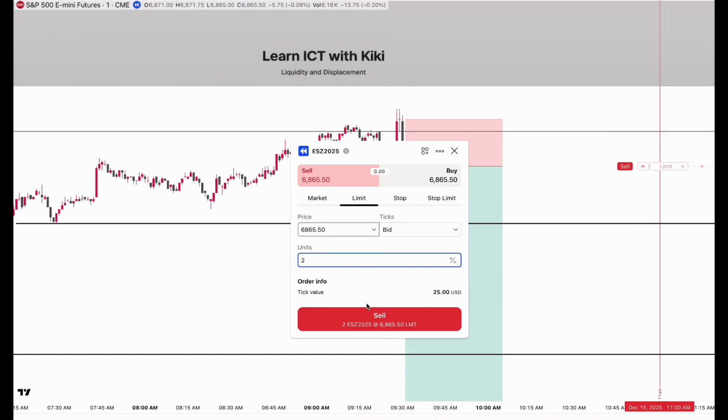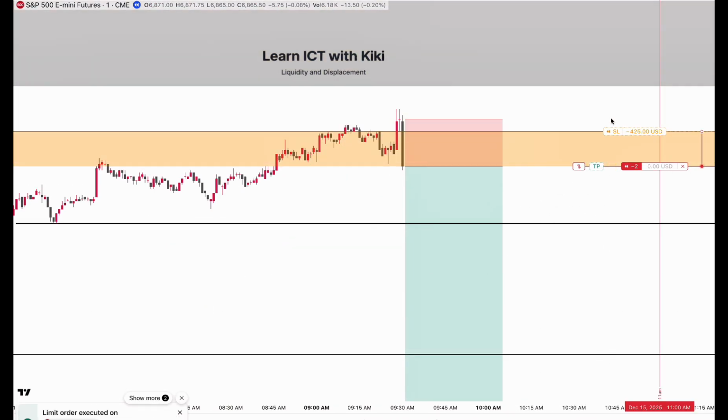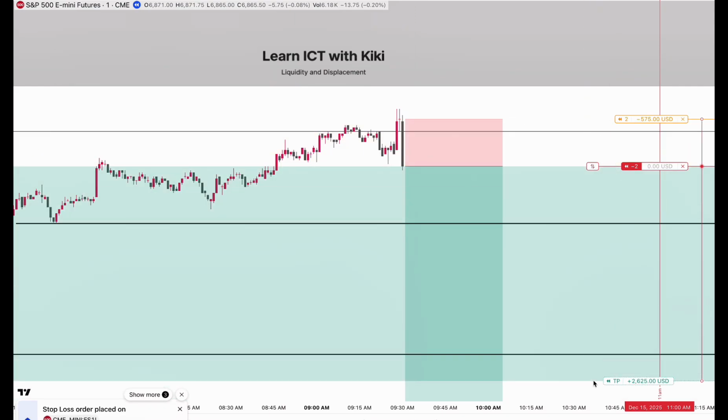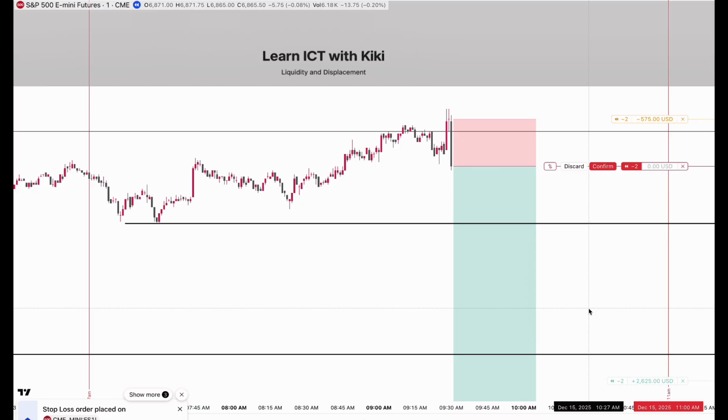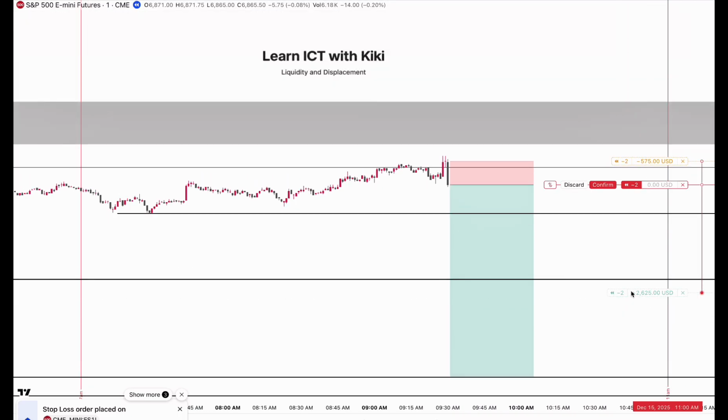Now let's go back down to the 1 minute chart and see how this plays out. I entered a trade with 2 micro contracts, placing my stop above the body of the candle, and my target is one of the sell side liquidity levels identified on the 15-minute chart.